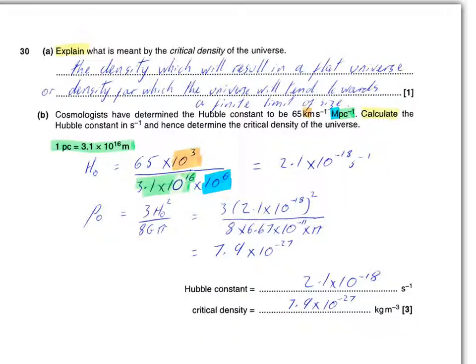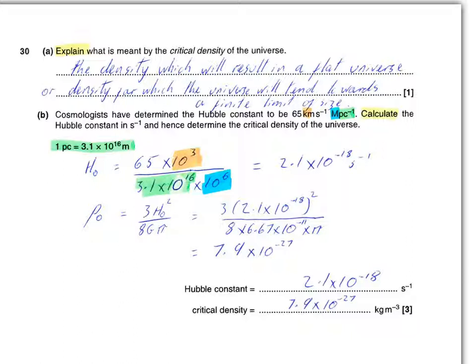So this is G485 homework booklet question 30, the last one. The first question is explain what's meant by the critical density of the universe, and you could describe that as being the density of the universe that will result in a flat universe, or you could explain what the flat universe is, so the density for which the universe will tend towards a finite limit, and that's the limit of size, so will tend towards a finite limit.